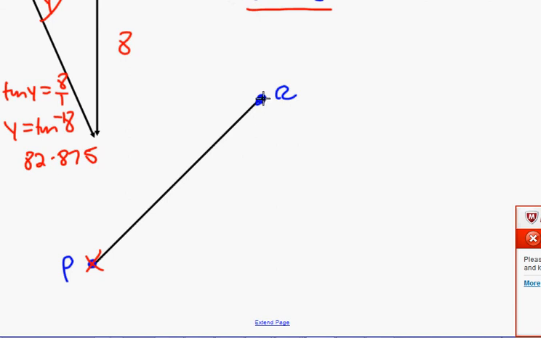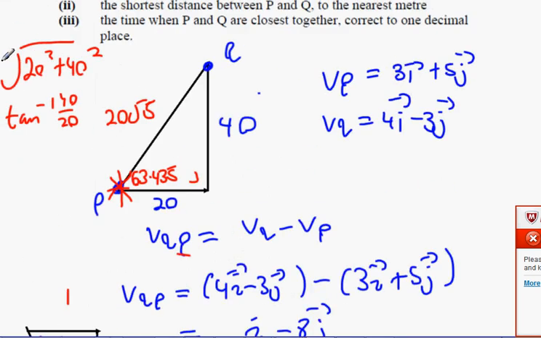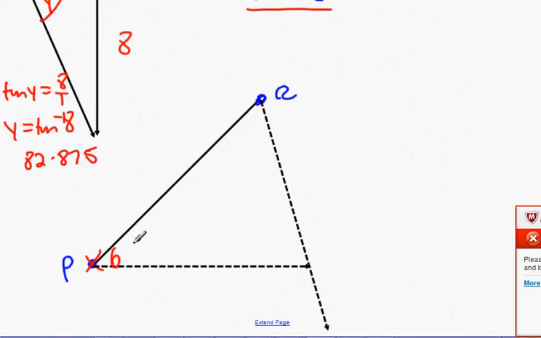This one here comes down at a really steep angle. What does this line represent here? VQP is the dotted line here. And this line here, VP, that's the distance between the two of them at the start. Now we have some angles, don't we? What's the first angle we know? We know this to be 63.435.